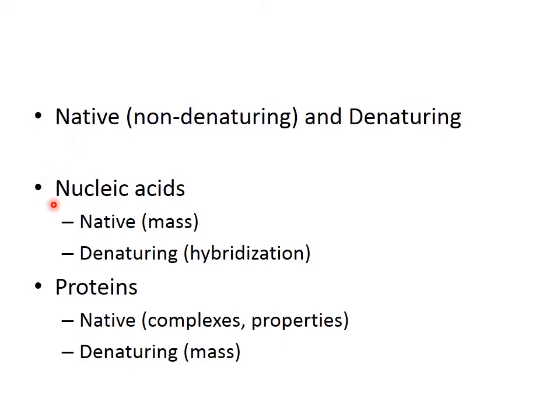Most of the time when we separate nucleic acids, we carry out native electrophoresis by using agarose gels. During native electrophoresis, DNA maintains its double stranded structure, and this is one of the commonly used mechanisms to measure the mass of DNA molecules which are being separated.